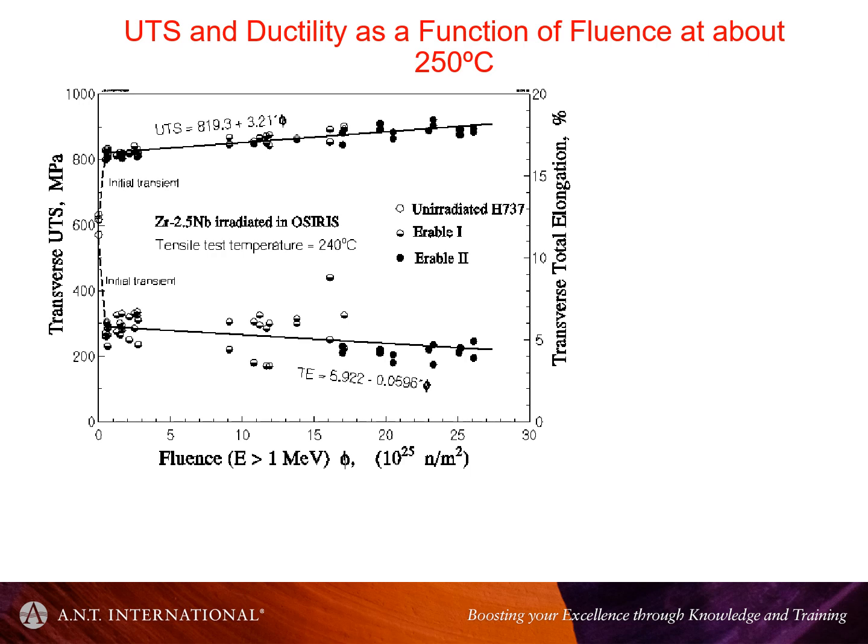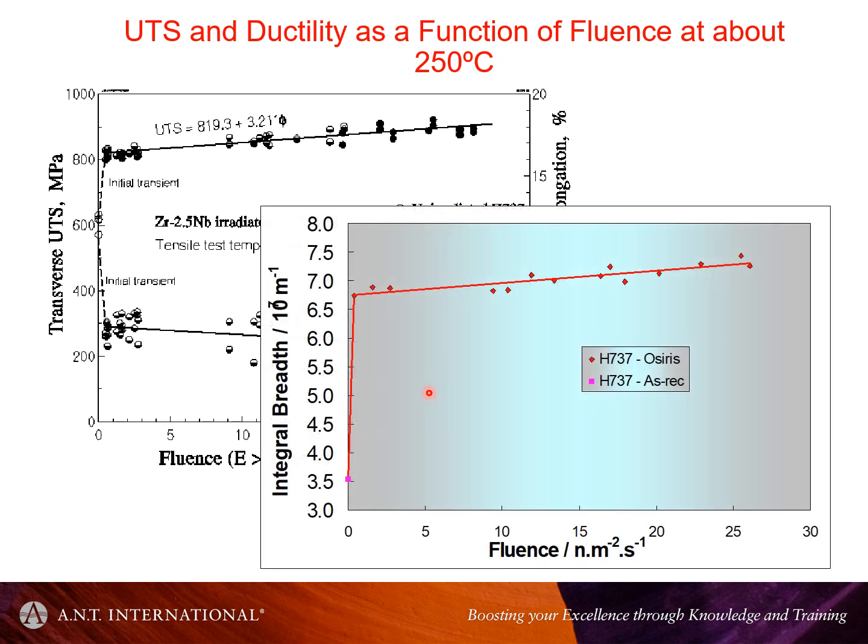Here's some tensile data to go with that, showing the drop in ductility as well as the increase in the UTS. So just like with the zircaloys, with the hardening comes a reduction in the ductility. And for this set of data, we also have the integral breadth.